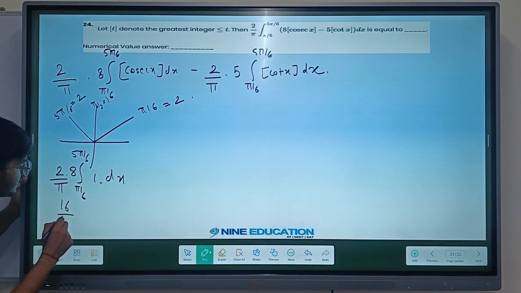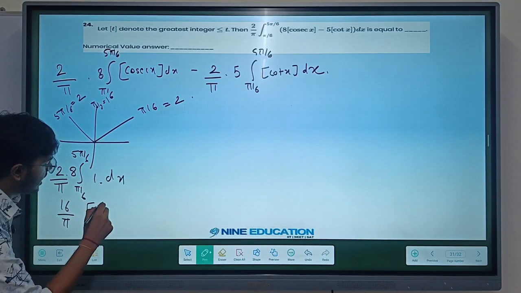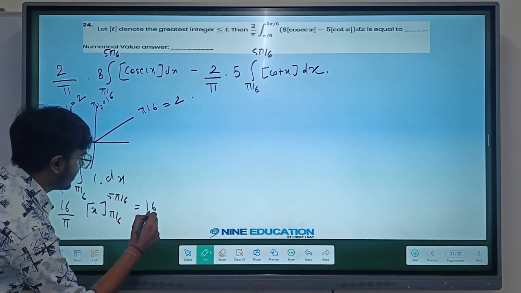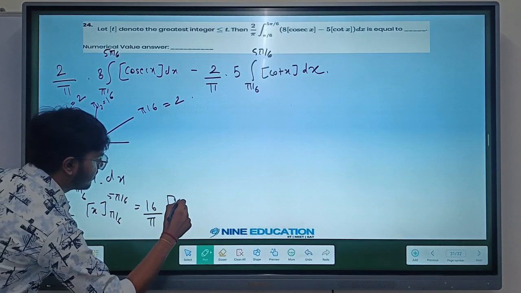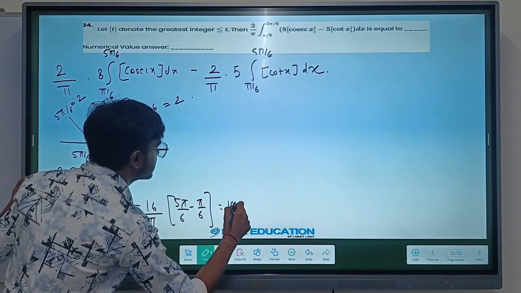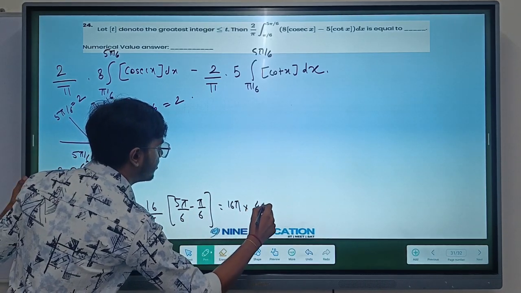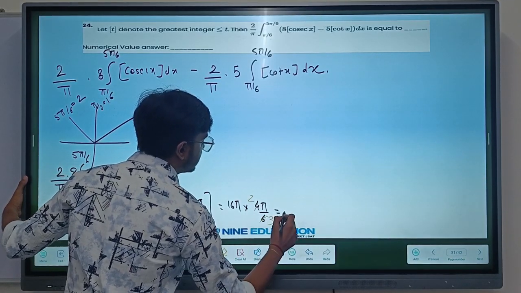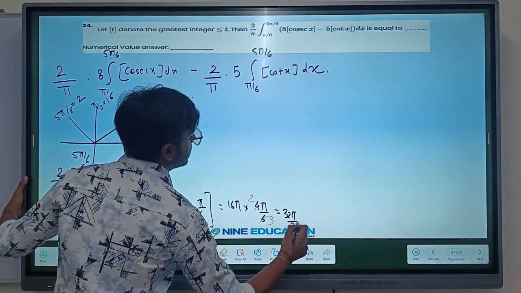So 16 by pi, integration would be x, from pi by 6 to 5 pi by 6. So 16 by pi into 5 pi by 6 minus pi by 6. So 16 by pi into 4 pi by 6. 2s are 3s are, so this will be 32 pi by 3.